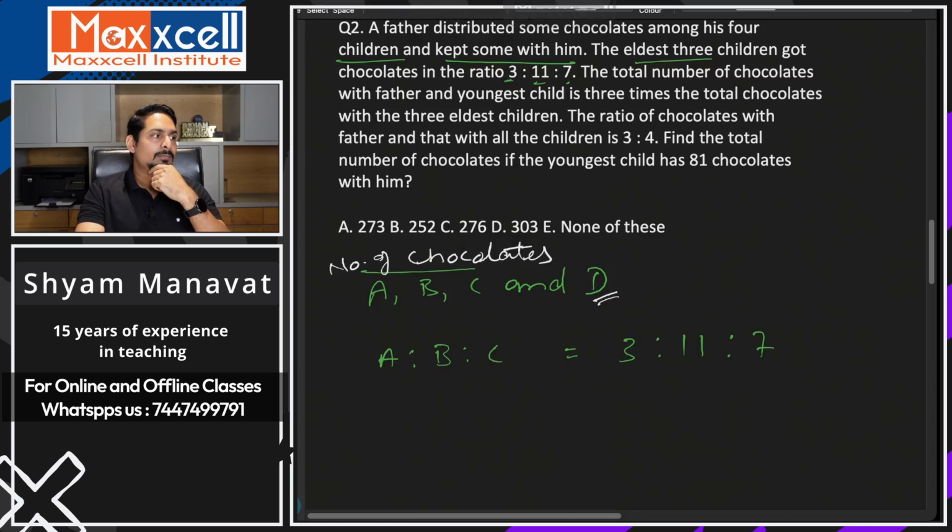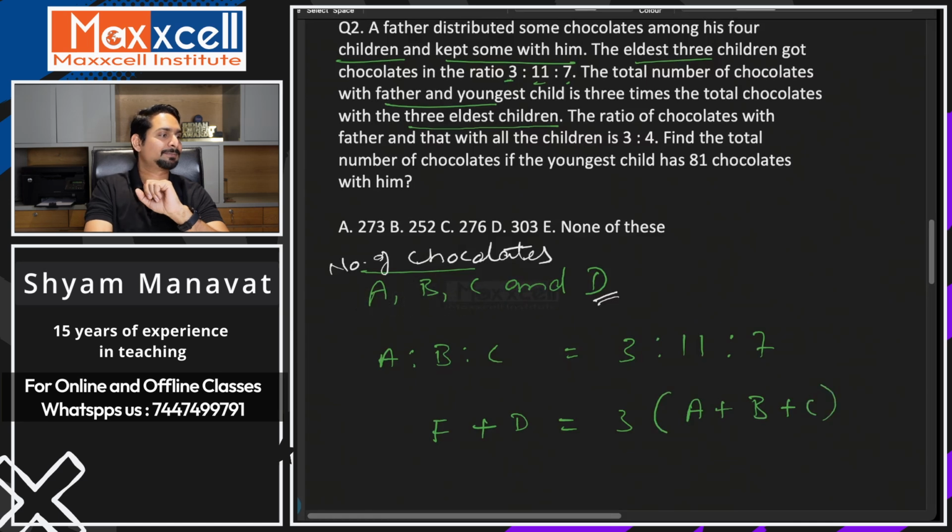So the total number of chocolates with father and youngest child is 3 times the total number of chocolates with the 3 eldest children. Let's form the equation with this. The total number of chocolates with father, let's assume F for father, plus the youngest child, D here. As per the question, this is equal to thrice the total which the 3 eldest got. I hope equation number 1 and 2 are fine with you, right?